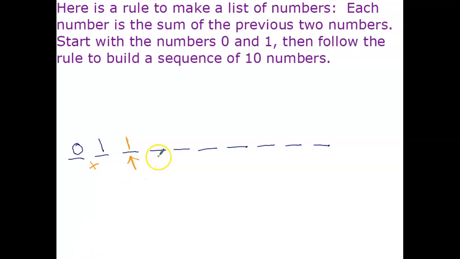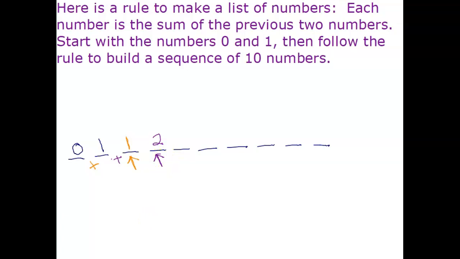So the next number that I'm looking for is this number right here, which means that I need to add the previous two numbers together. So I need to add these two numbers together. So I'm going to add 1 plus 1, and we're going to get 2.